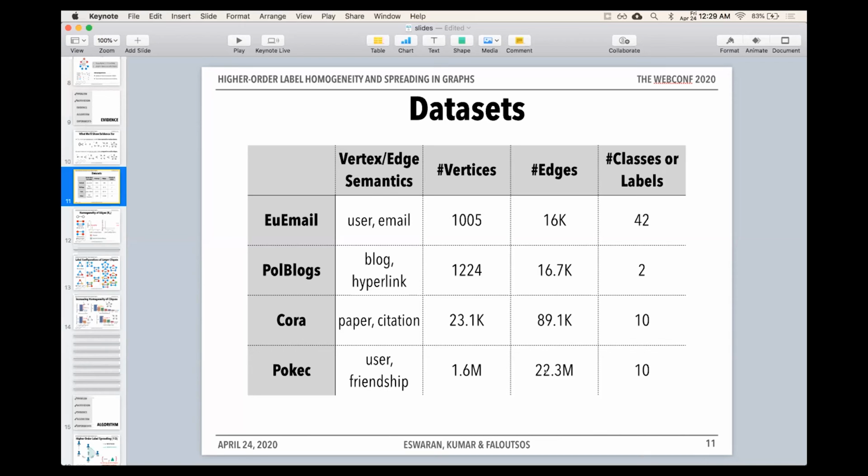Okay, thank you. And another question is, in this work we only have one label on one node. Can this work be extended to multiple labels for a node?